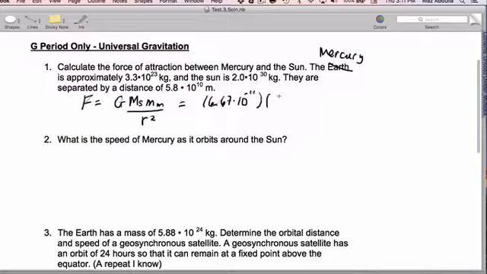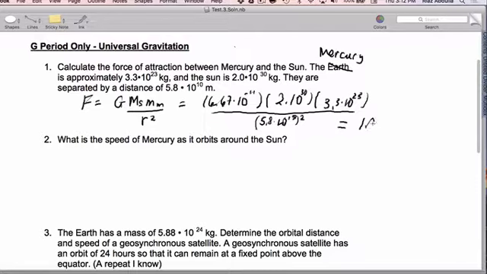times mass of the Sun, times mass of Mercury. And then we'll divide this by the distance squared, which is 5.8 times 10 to the 10th squared. When we work this out, this is going to work out to about 1.2 times 10 to the 22nd newtons.